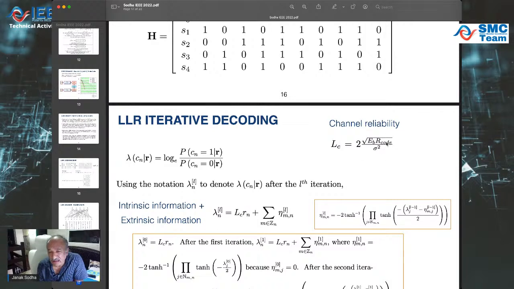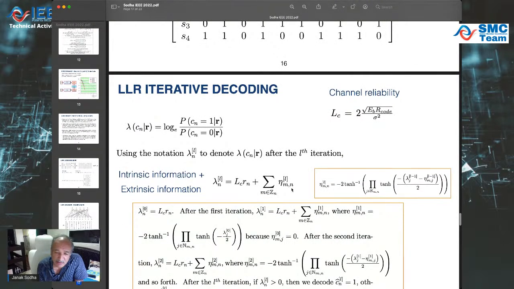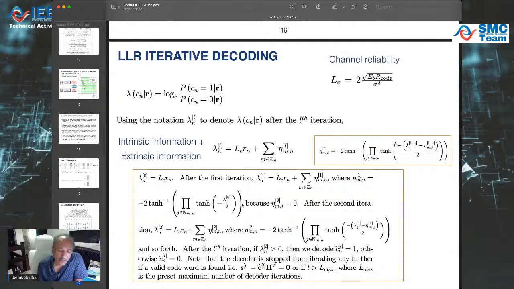There is an intrinsic information which is given by the code rate, the energy per binary digit, and a measure of the noise in the channel. This is the kind of mathematics involved, just to give you a flavor for it.